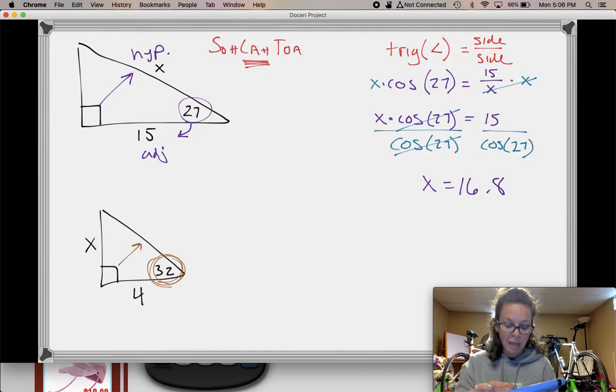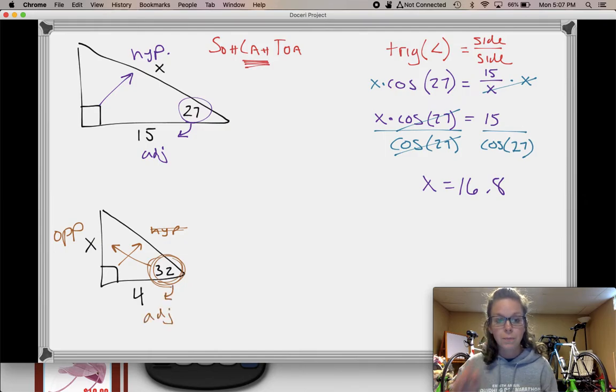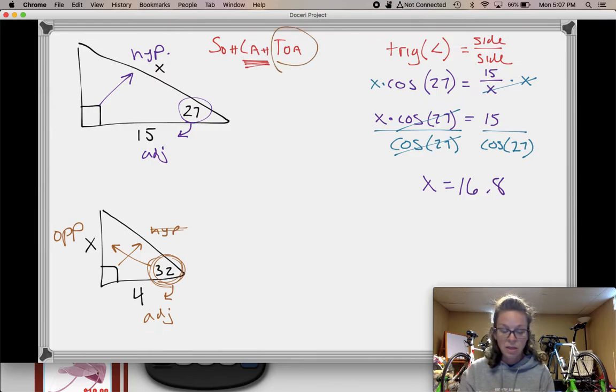This blank side, that would be the hypotenuse, but we don't really care about it because we don't need it. Opposite of the 32, that's the x, that's straight across from the 32. And right next to the 32, that is our adjacent. So in this problem, we need to choose the trig function that utilizes opposite and adjacent. So when we look at SOHCAHTOA, opposite and adjacent, this time we're going to use the TOA. We're going to use the tangent.